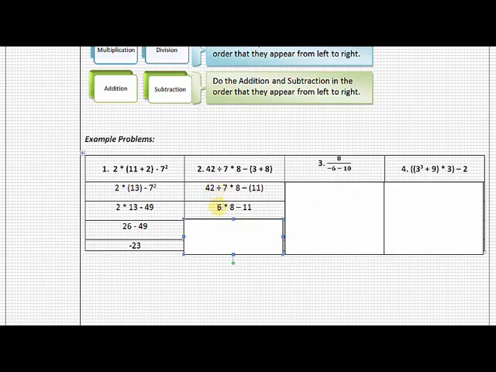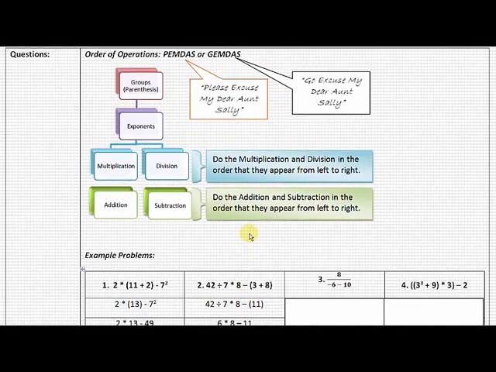So now our problem reads 6 times 8 minus 11. Still need to work through that multiplication and division, so we're going to do 6 times 8 is 48. 48 minus 11 is 37. So if you got 37, job well done. If not, take a minute, look back over your work, see where it was that you might have messed up, take a look at your chart, use that as you need to.